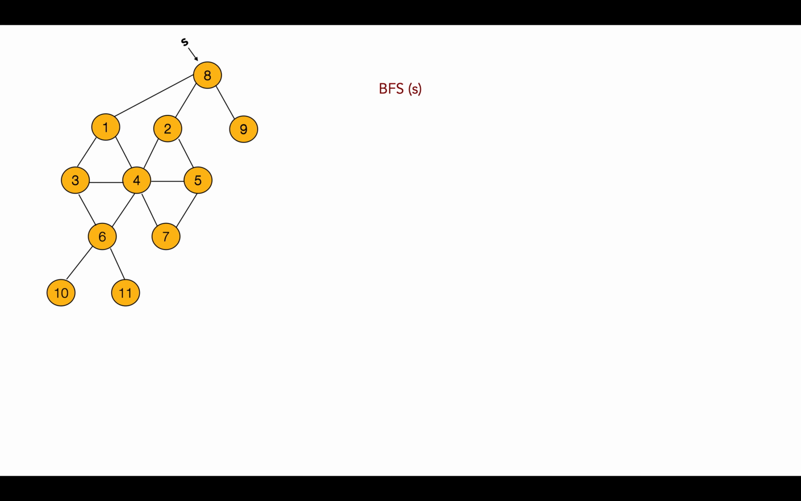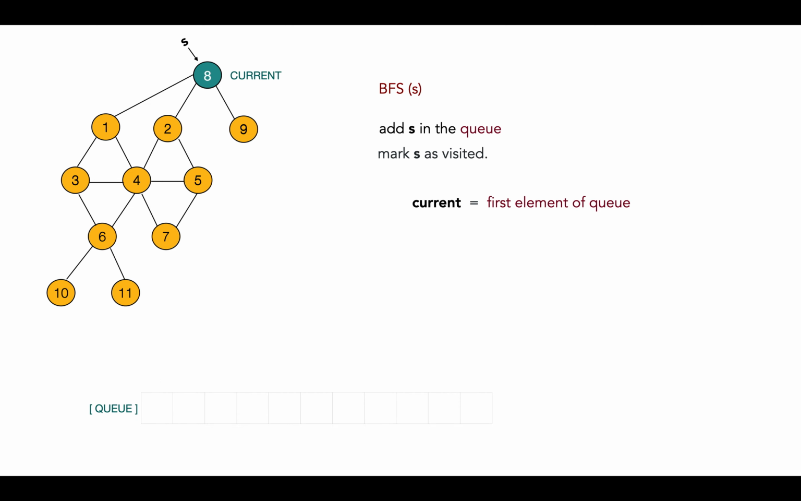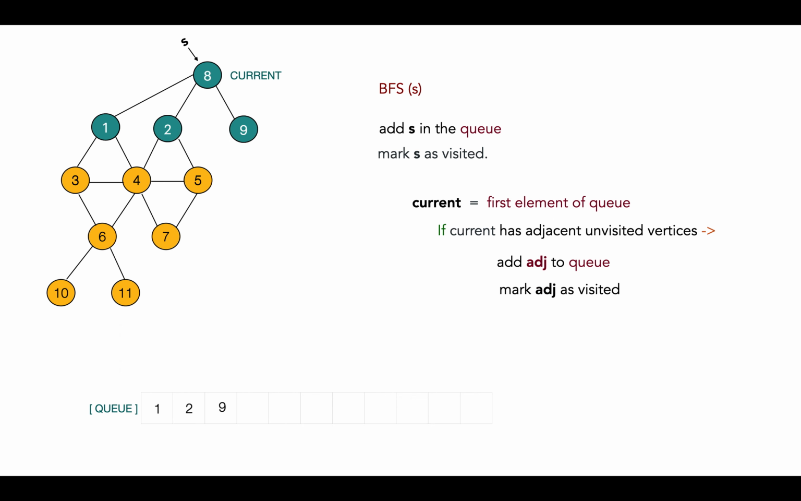Now let's check its pseudocode. We start with a given vertex. We add this vertex in the queue and mark it visited. Then we start dequeuing the nodes from the front of the queue and look for its adjacent vertices. We iterate through its adjacent vertices and add them in the queue if they're not already visited, and we mark them visited.